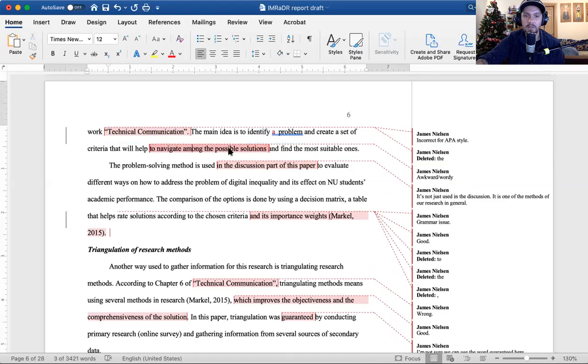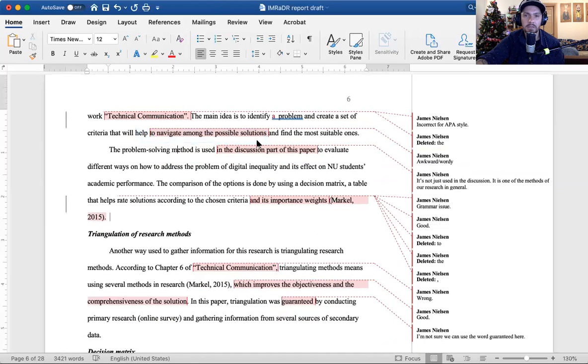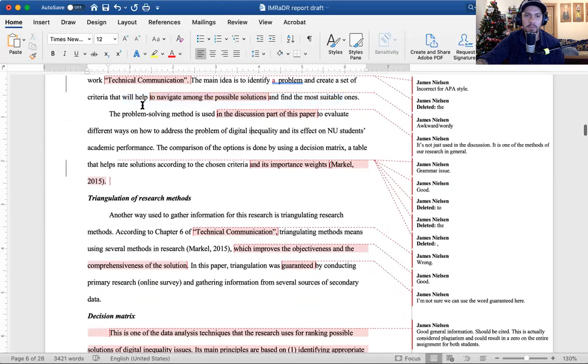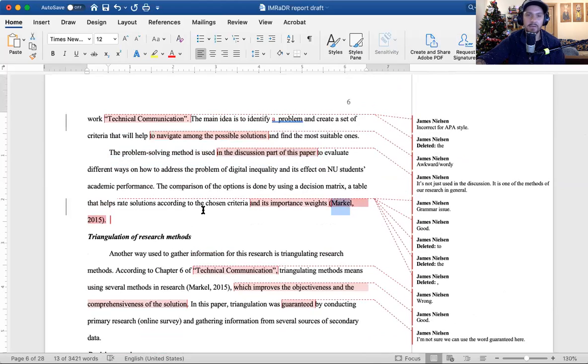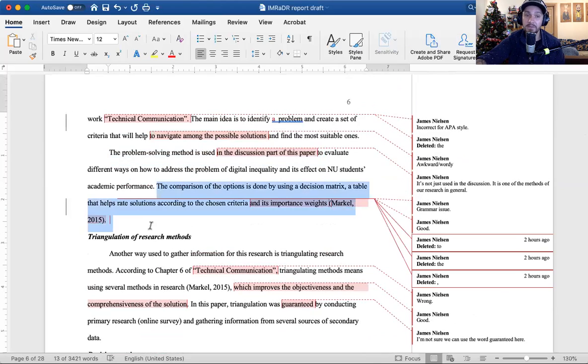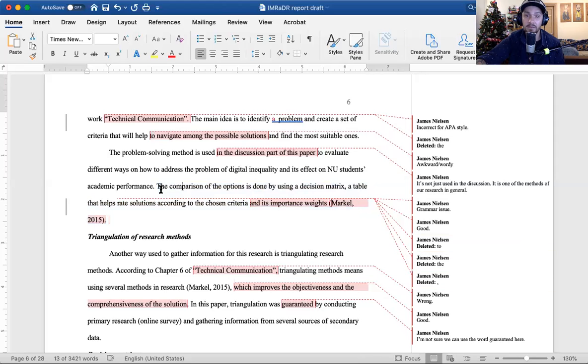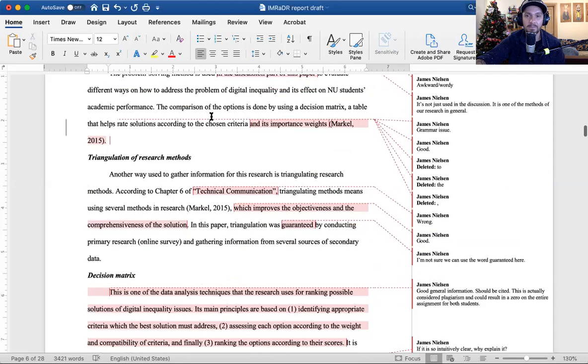To navigate among the possible solutions. That's awkward or wordy, and we don't know what solutions you're talking about. The problem-solving model is used in the discussion part of the paper. No, it's the method of the full research, right? Remember that when you're citing, you should cite directly next to whatever the information is. And so they've done that correctly here, Markel 2015. Okay. Don't just put it at the end of the paragraph, though. Make sure you put it where it belongs according to the citation style.